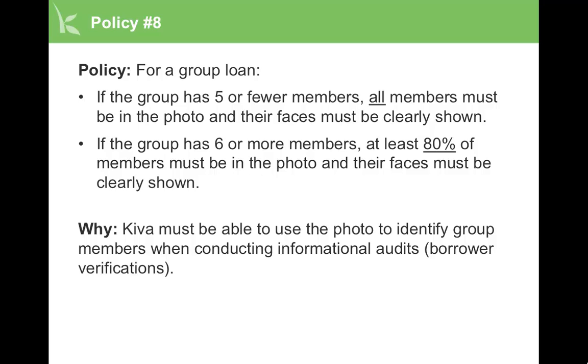The following policy applies to group loans. If the group has 5 or fewer members, all members must be in the photo and their faces must be clearly shown. If the group has 6 or more members, at least 80% of members must be in the photo and their faces must be clearly shown. Kiva must be able to use the photo to identify group members when conducting informational audits or borrower verifications.